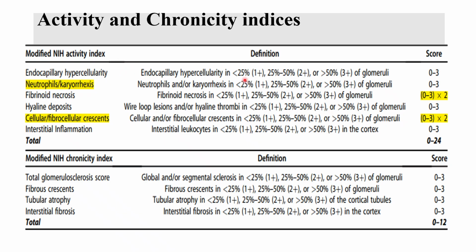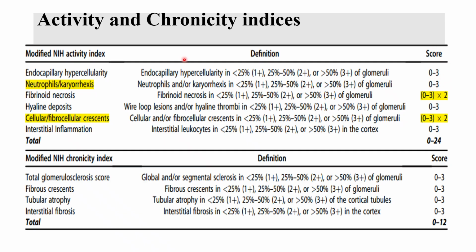For endocapillary hypercellularity, we calculate less than 25%, 25 to 50%, more than 50% of the glomeruli. If endocapillary hypercellularity is present in less than 25% of the glomeruli, we will give a score of 1 plus. If it is present in 25 to 50%, we will give a score of 2 plus. And if it is present in more than 50% of the glomeruli, we give a score of 3 plus. So the final score will be given as 0, 1, 2, 3.